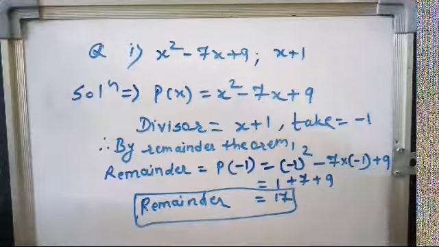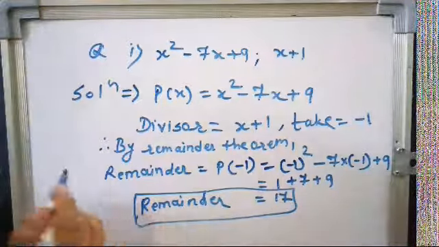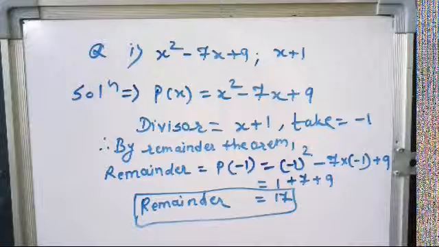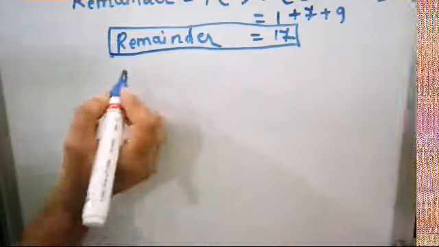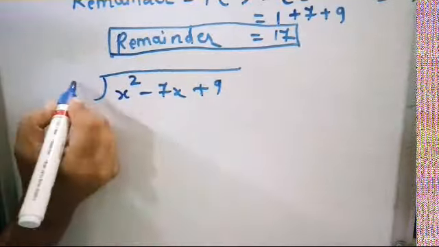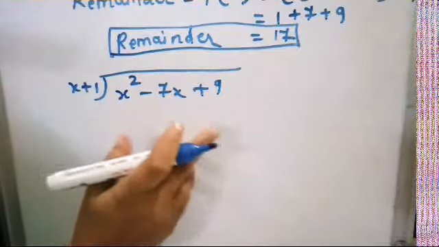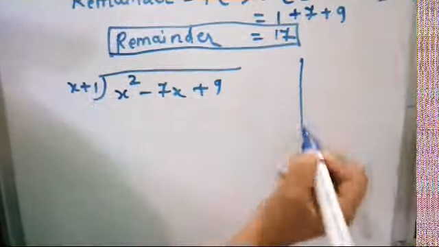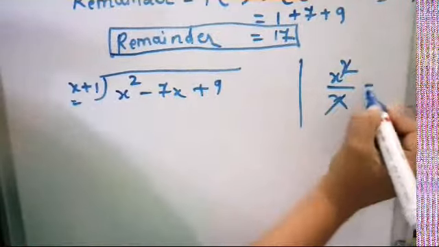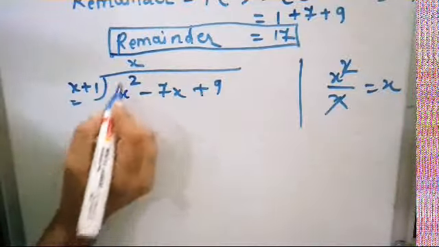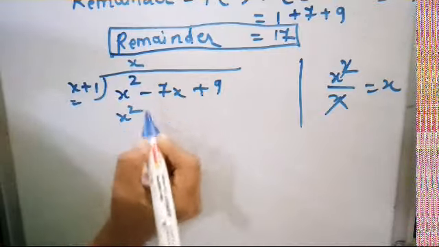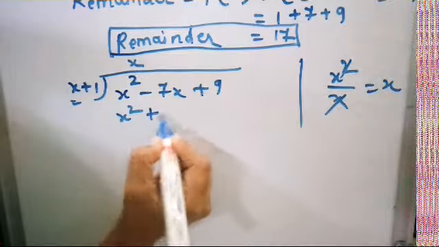See, again if you want to check this by the division, so I am just doing it, and you can check whether remainder is coming 17 or not. So let's check it. So here I am writing this x square minus 7x plus 9. Okay, this we will divide by x plus 1. We are doing this for checking the remainder only. So this first term x square we have to divide by this first term x, cancel, you will get x, you have to write in the quotient.